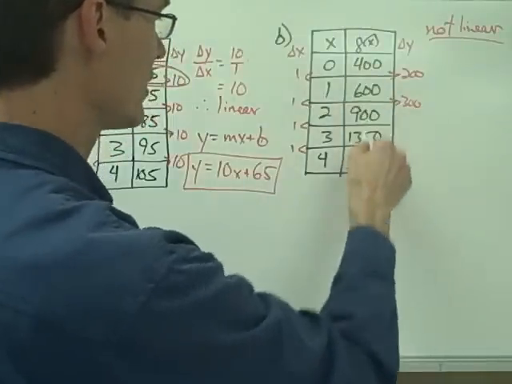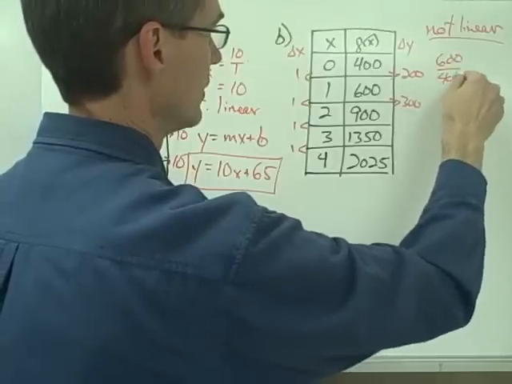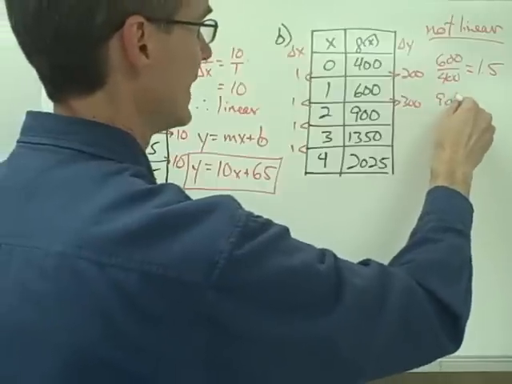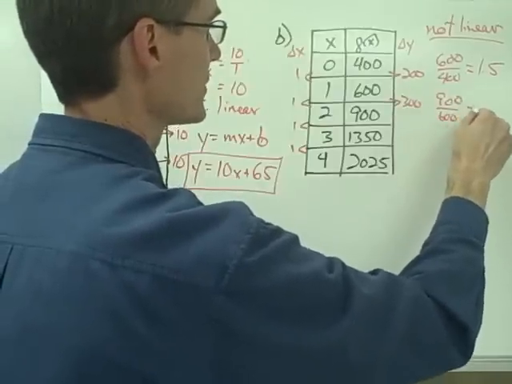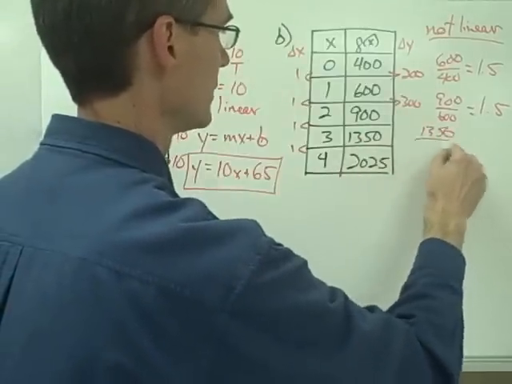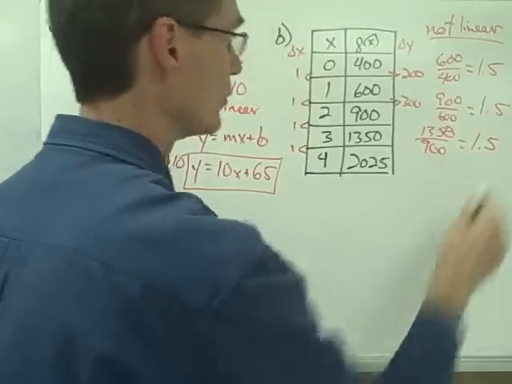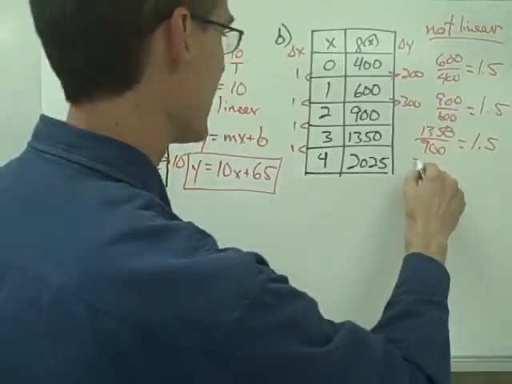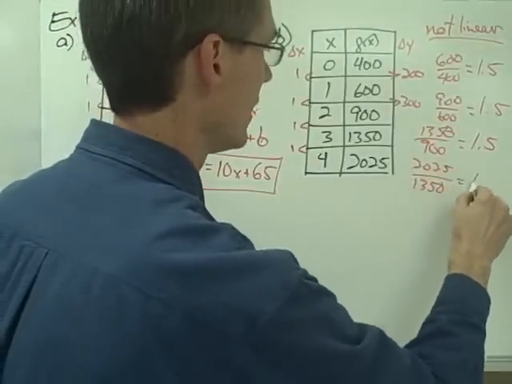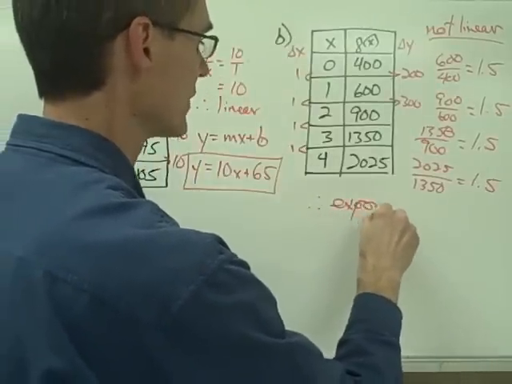So let's see, I need to check all of my ratios here. 600 over 400 gives me 1.5. 900 over 600, if I punch that in, that gives me 1.5. 1350 over 900, I punch that in, and I again get 1.5. And 2025 over 1350 also gives me 1.5. Therefore, I know I've got an exponential function.